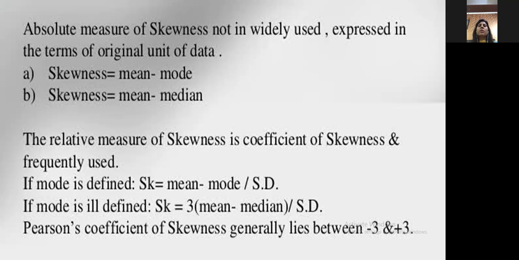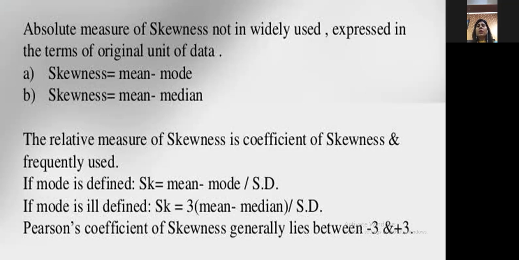Now the relative measures. The relative measures are also called the coefficient of skewness. They are frequently used because they give us more accuracy. In the A part, if mode is defined, then the skewness is mean minus mode divided by standard deviation. And if mode is ill-defined, then the skewness is thrice of mean minus median divided by standard deviation.